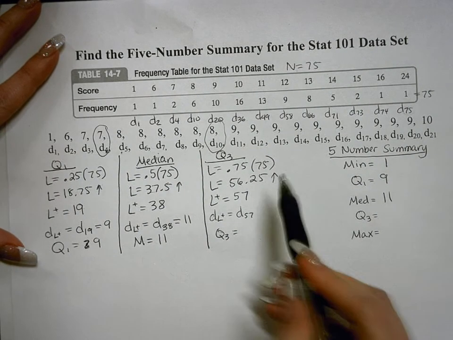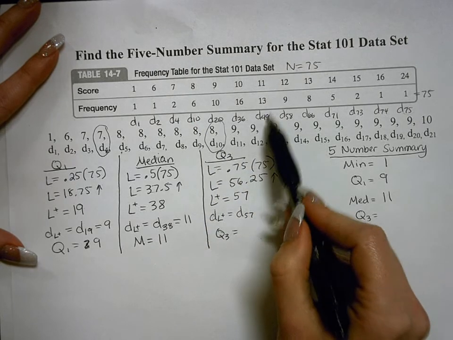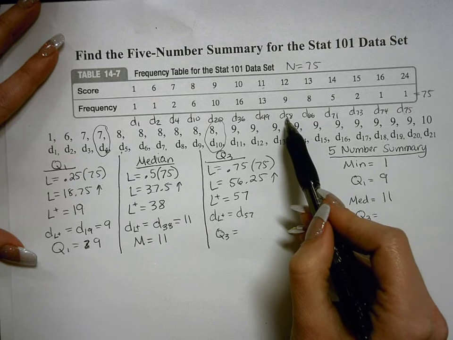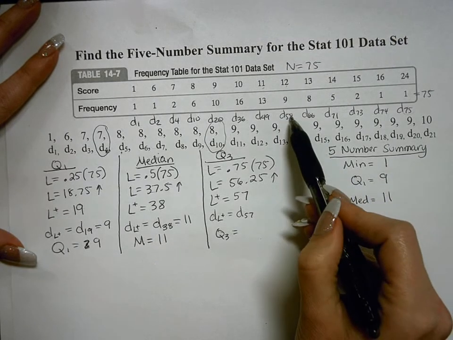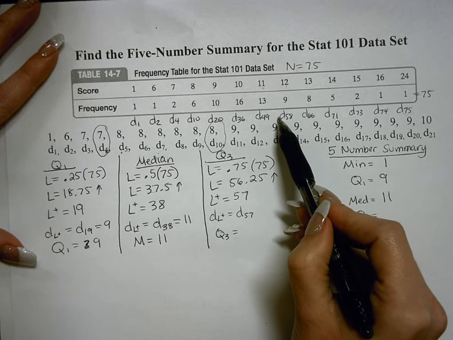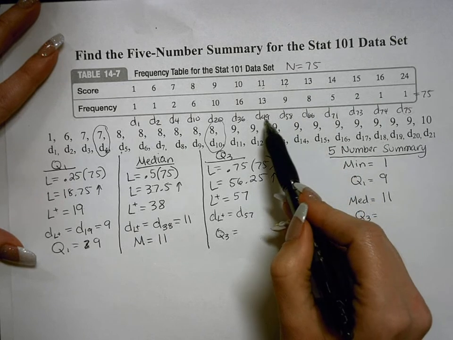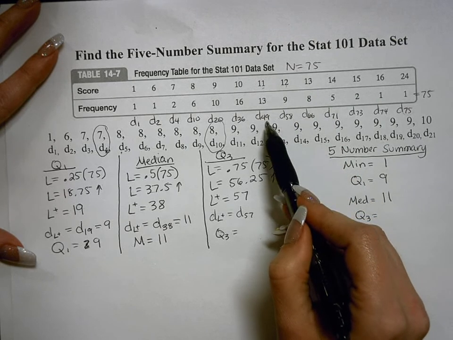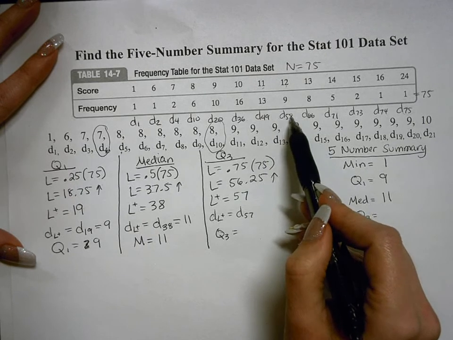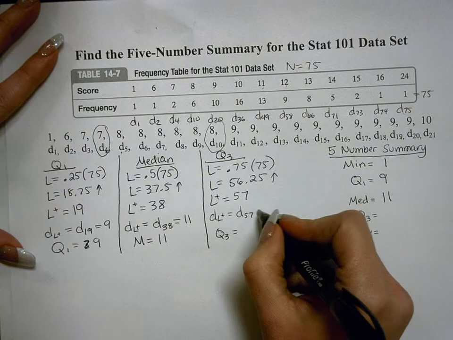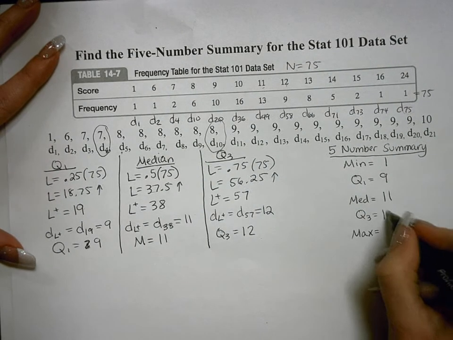So let's look here. I know that, where were we last? Here. I know that D49 is my last 11 and D58 is my last 12. So D57 is the term before D58. So if D58 is a 12 and this is my last 11, D49, so D50 would be a 12. It just goes through D50 through D58 are all 12. So that means that D57 is also going to be a 12, which means that my 75th percentile, or my quartile 3, is going to be a 12.